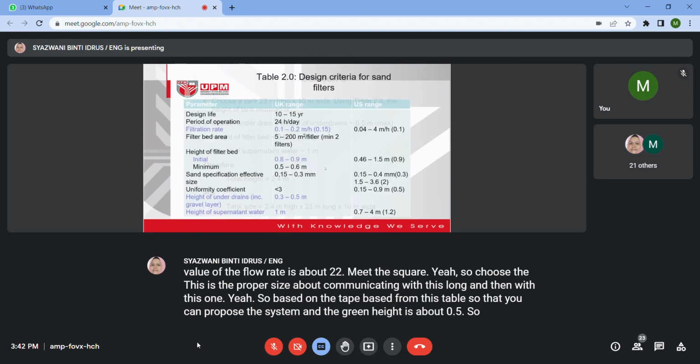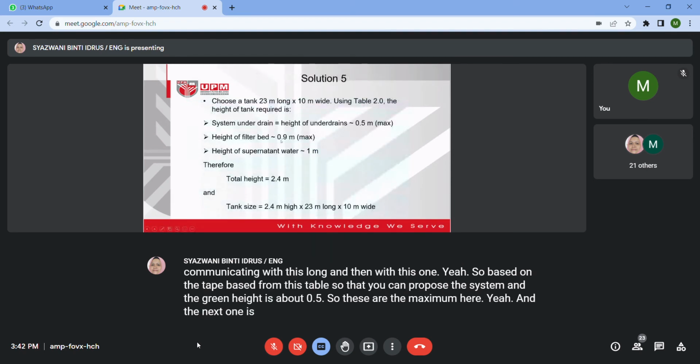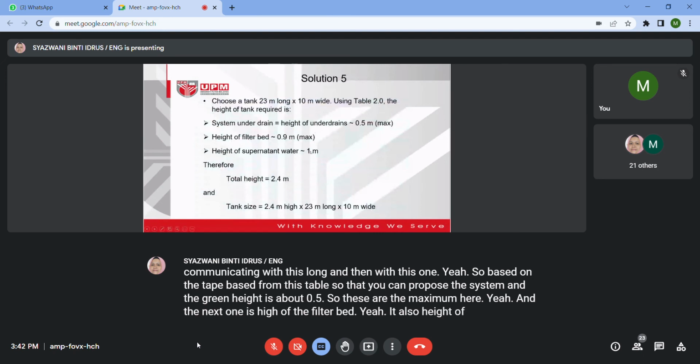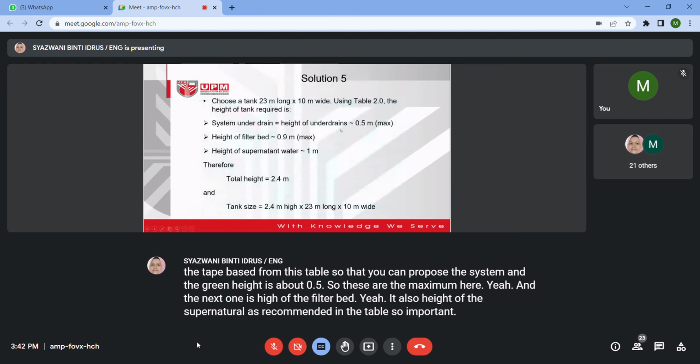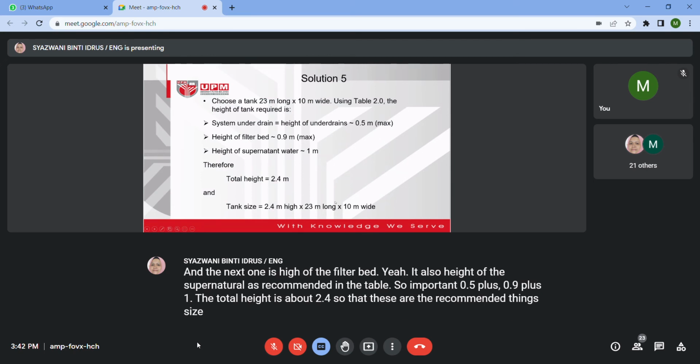So these are the maximum here. And the next one is the height of the filter bed, here. And also the height of the supernatant water as recommended in the table lah. So in total, 0.5 plus 0.9 plus 1, the total height is about 2.4. So these are the recommended tank size for the filtration system.